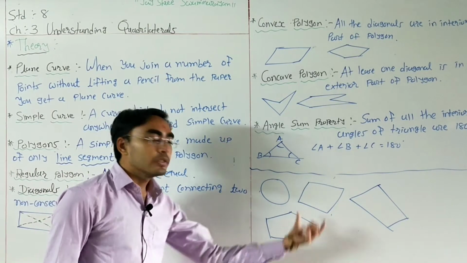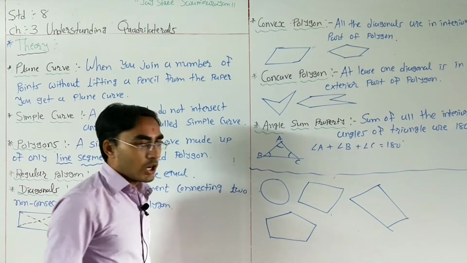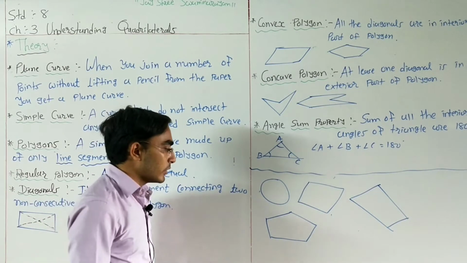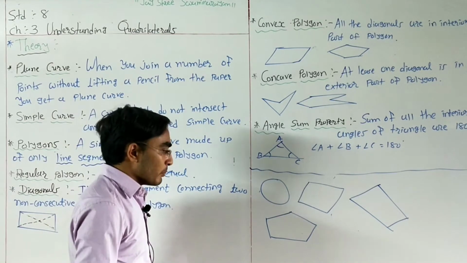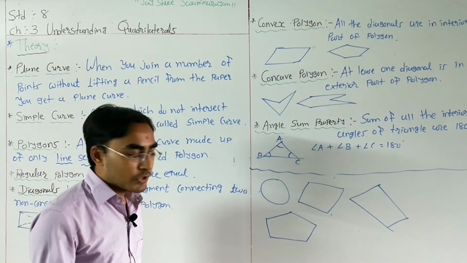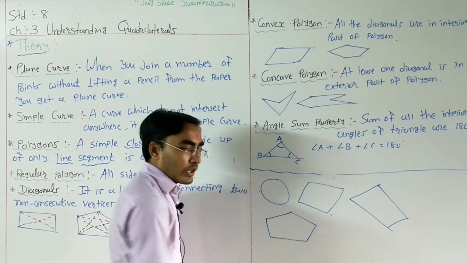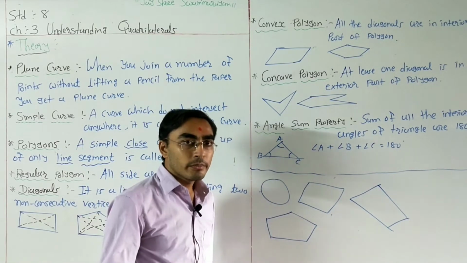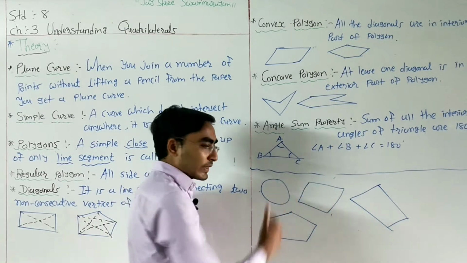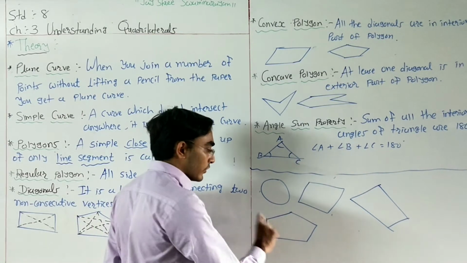Okay, this is one polygon. How many sides do we have? The number of sides we do not need to consider here. Whatever the number of sides, we only need to check two things: that it is made of line segments only, and that it is a simple closed curve. Closed means the starting and ending point are the same. Simple means it does not intersect anywhere.